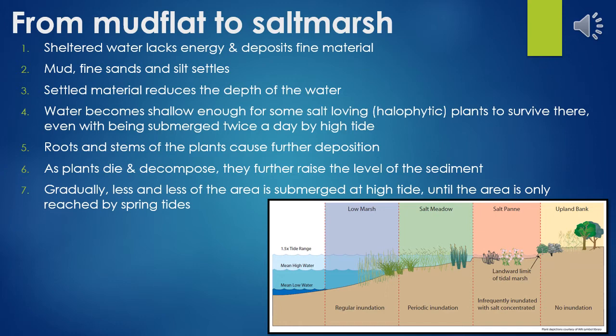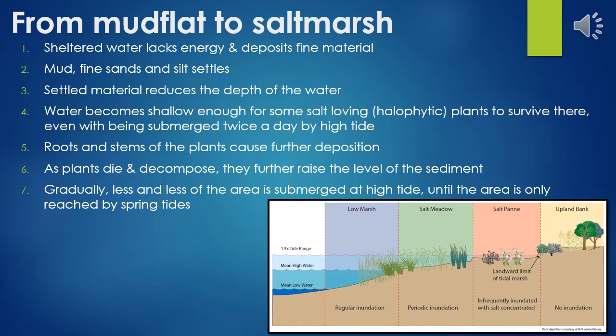Number 5, the roots of these halophytic plants start to bind the soil, that binds the mud together. They start to add nutrients to the soil, and eventually the mud builds up so much that we get onto the salt meadow and salt pan stages where more and more plants can survive. Gradually the area is submerged less and less because the mud has built up, until it's only reached by spring tides and storms.